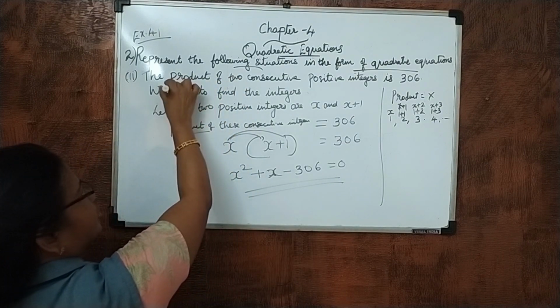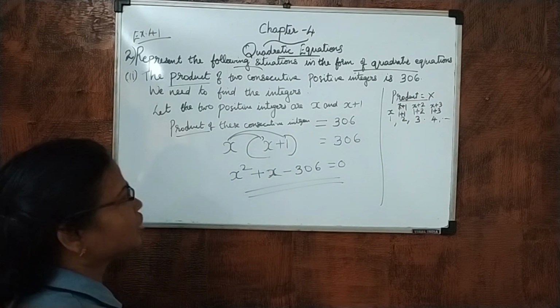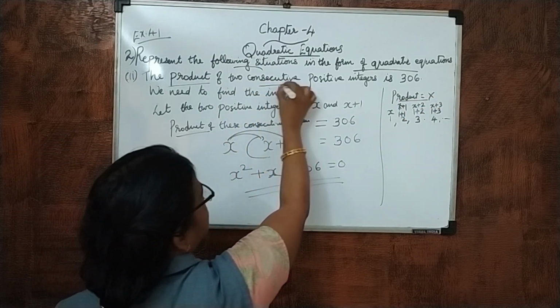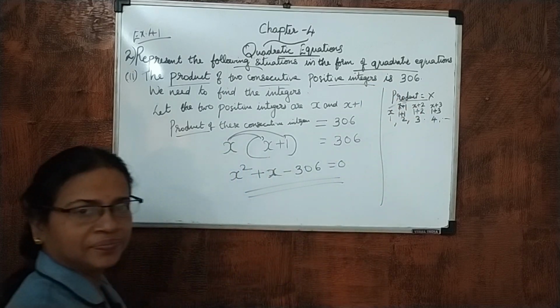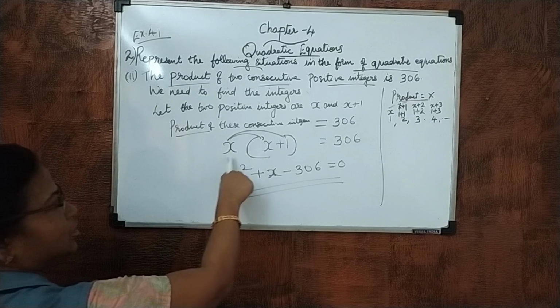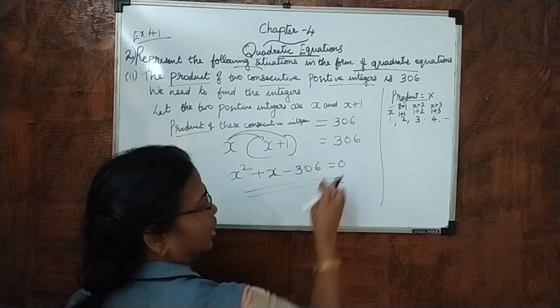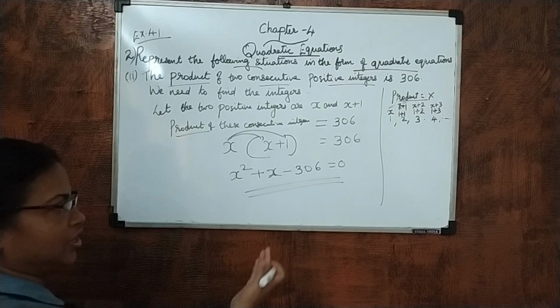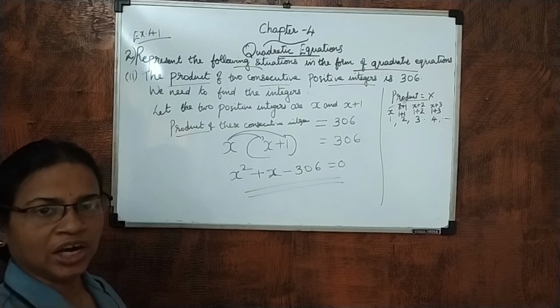What all things are given? Product is given. Product means multiplication. Then two consecutive positive integers are x and x plus 1. Product means multiplication, so x into x plus 1 equal to 306. Then take this 306 to this side and remove the bracket, you will get the quadratic equation.